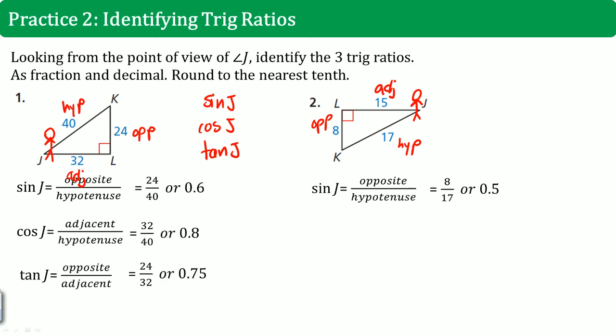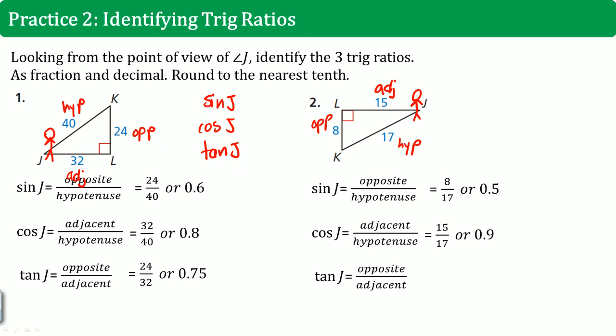Cosine. Cosine is adjacent over hypotenuse. The adjacent here is your 15, and your hypotenuse here is 17. So it is 15 over 17, getting you 0.9. Lastly, tan of J. Tan of J here is by definition the opposite over adjacent. So the opposite leg here is 8. The adjacent leg is 15. So it becomes 8 over 15, which simplifies to 0.5. So this is as simple as identifying the trig ratios.